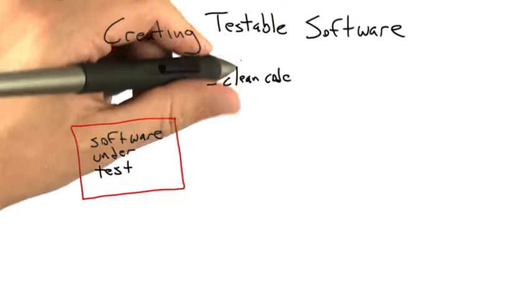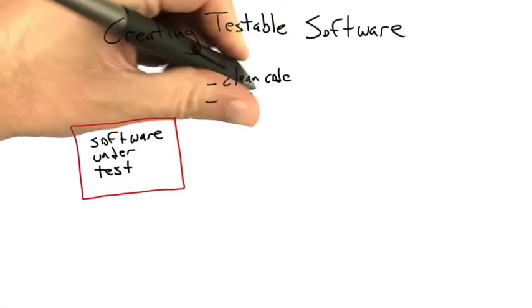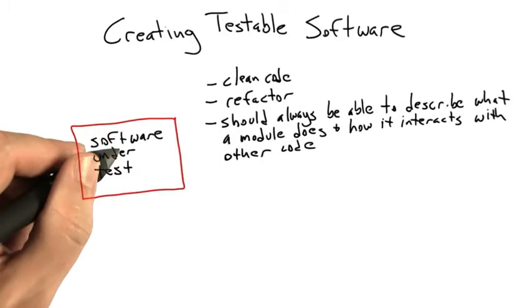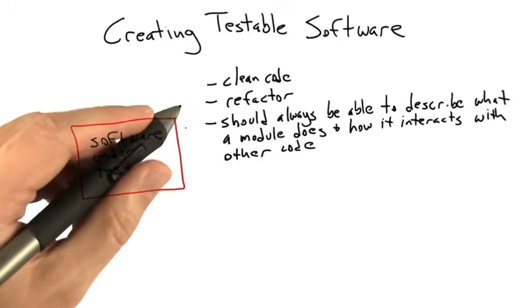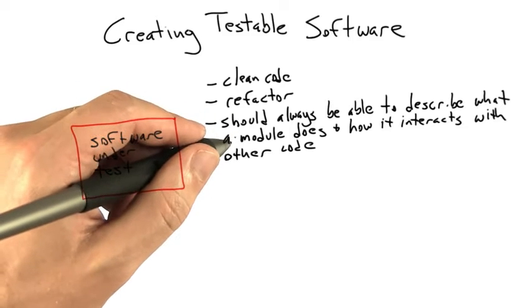First is just to write clean code. And of course, we all know that's pretty much impossible. So when it's not possible to write clean code in the first place, we need to refactor code whenever necessary. Third, for any software module that we're writing, we should always be able to clearly describe what it is that this module does and exactly how it interacts with other code.